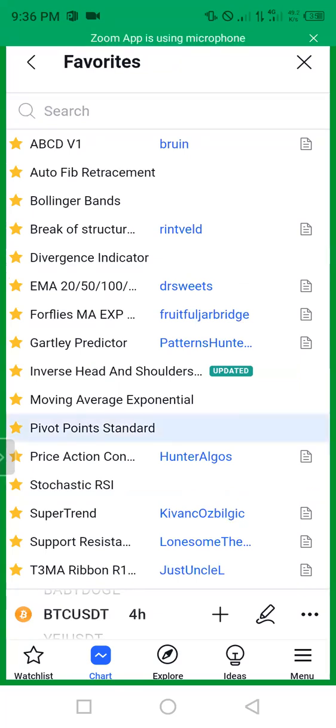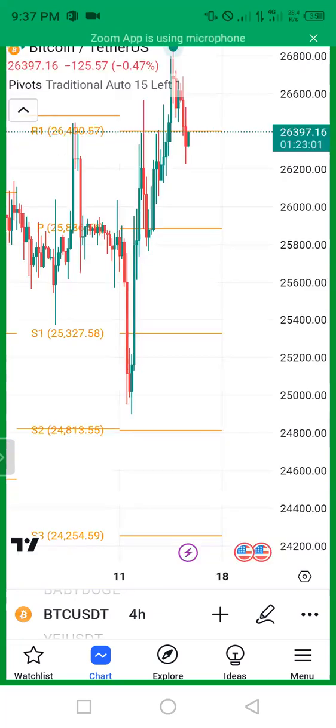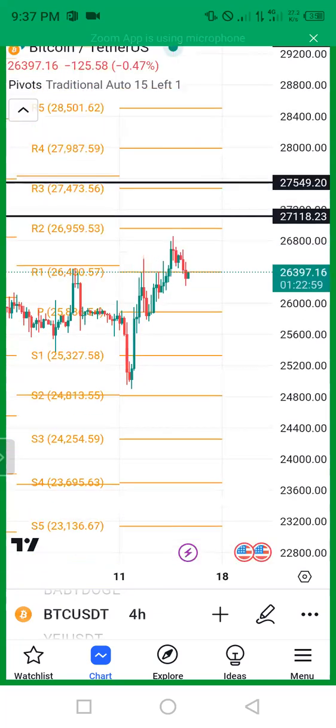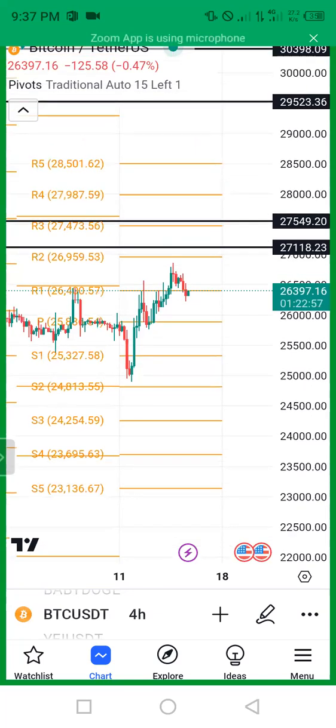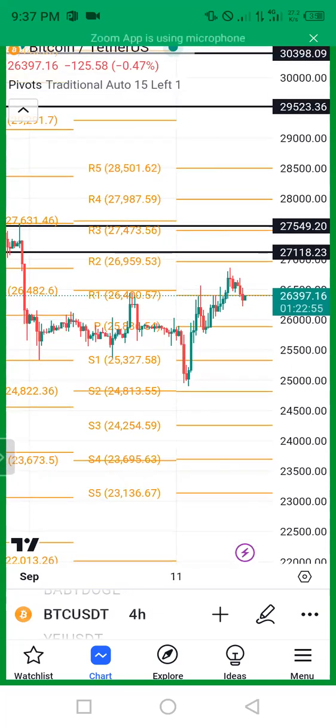If you want to put it in your favorites, you click on the star and then it goes to your favorites. For me, it is in my favorites. It has gone into my chart. So this is the pivot point standard. Those yellow lines that you are seeing.